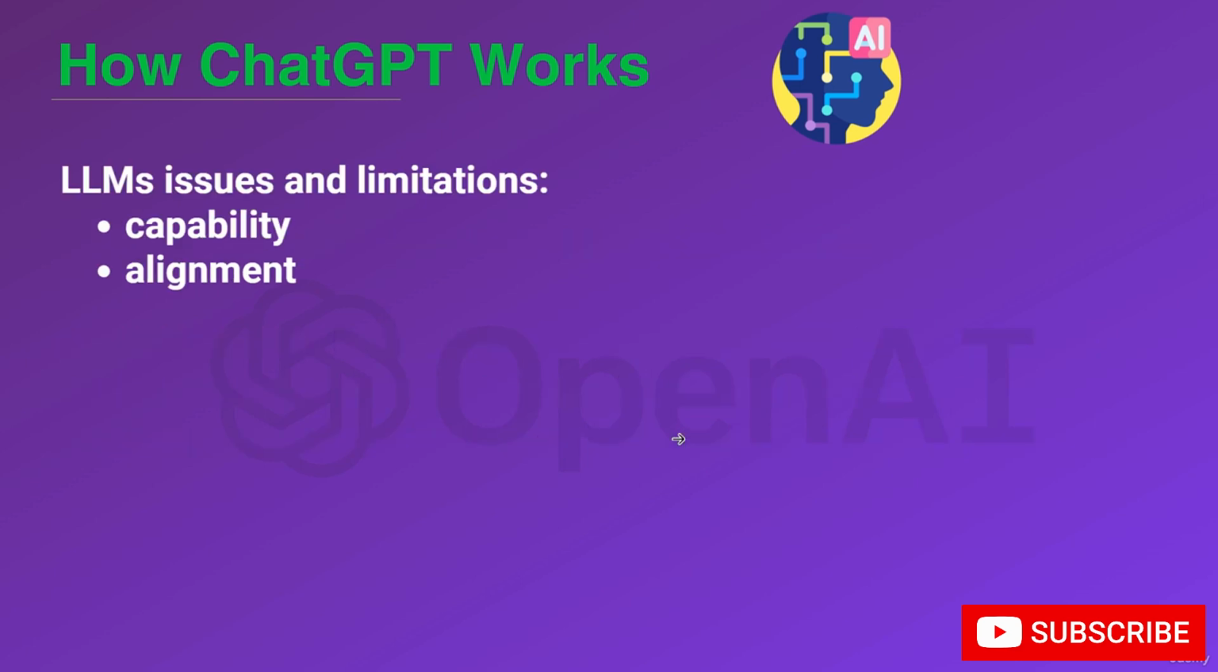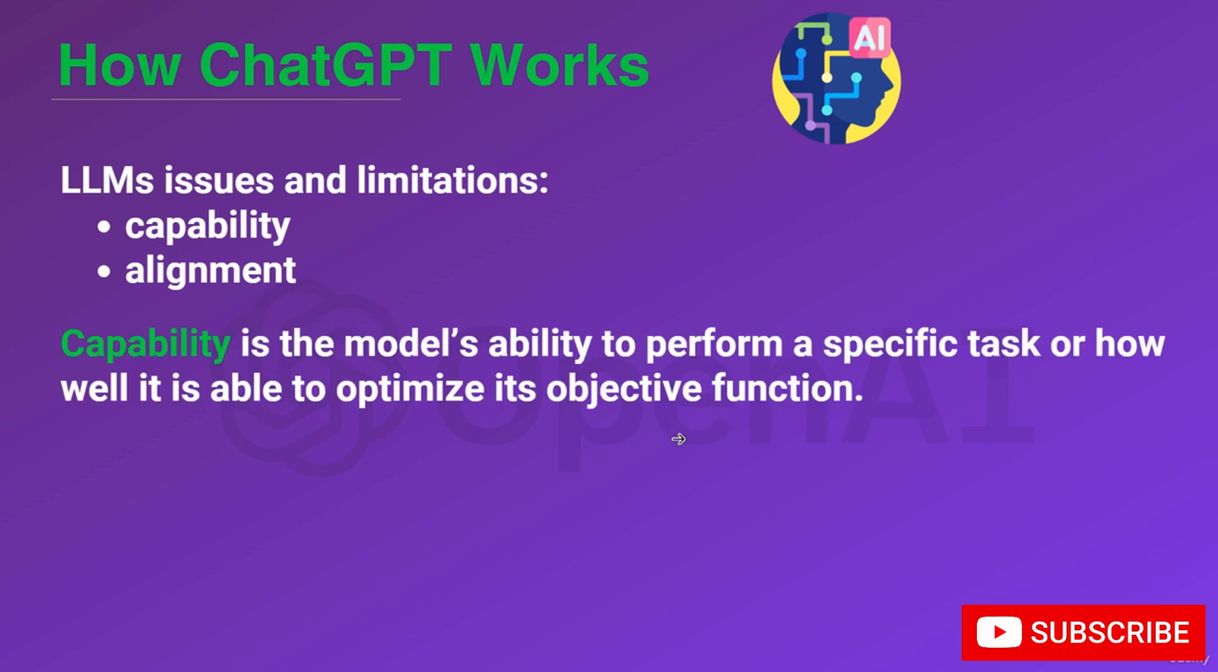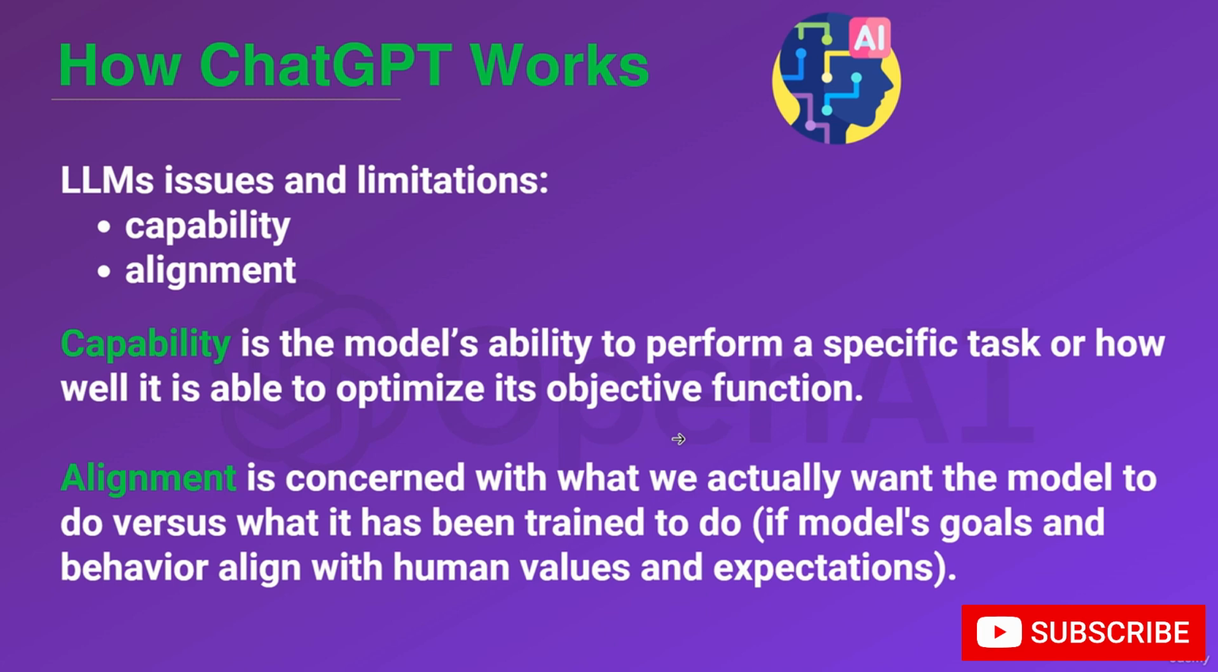However, there are some issues and limitations with LLMs. The issues are capability and alignment. In this context, capability refers to a model's ability to perform a specific task or how well it is able to optimize its objective function. Alignment, on the other hand, is concerned with what we actually want the model to do versus what it has been trained to do. Simply put, it shows to what extent the model's goals and behavior align with human values and expectations.